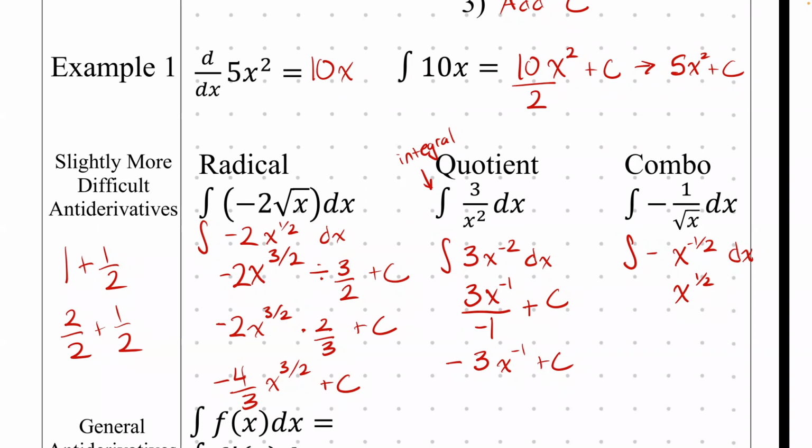I still have this pesky negative up front. And then I need to do what next, Giorgio? Divide down. Divide by what? 1/2. So dividing by 1/2 is the same thing as multiplying by 2. I'm just going to put 2 up front.